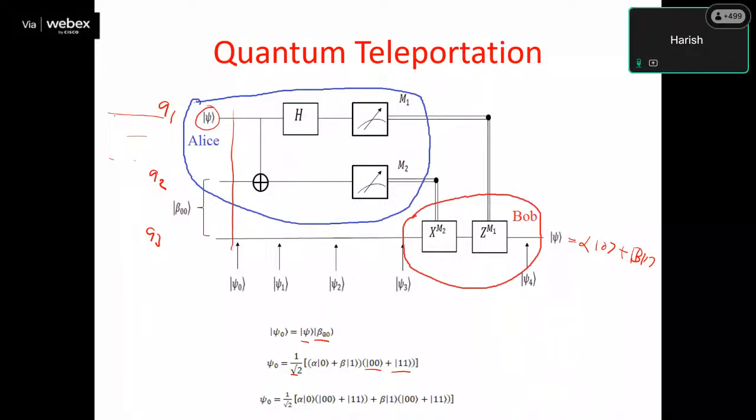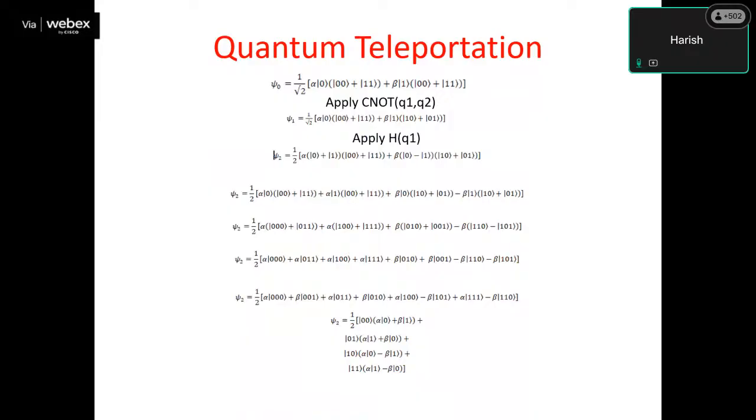Now we are just expanding this. We replaced beta 00, and psi we know is nothing but alpha times 0 plus beta times 1. So we put in the values of psi and beta 00 and multiply them. On the multiplication we get this kind of state. How we multiply is that alpha times 0 is multiplied with the entire thing, then beta times 1 is multiplied with the entire thing. So on expansion we have psi 0 as the state.